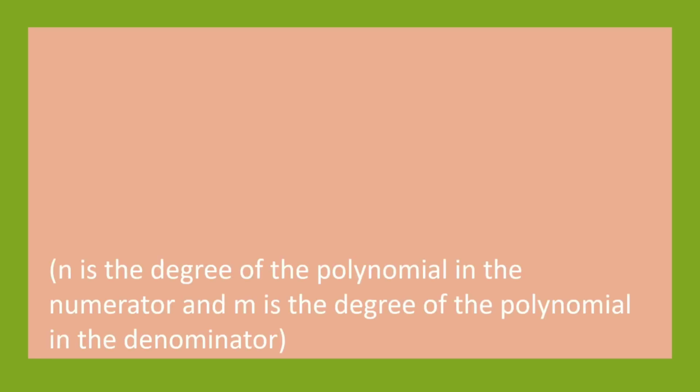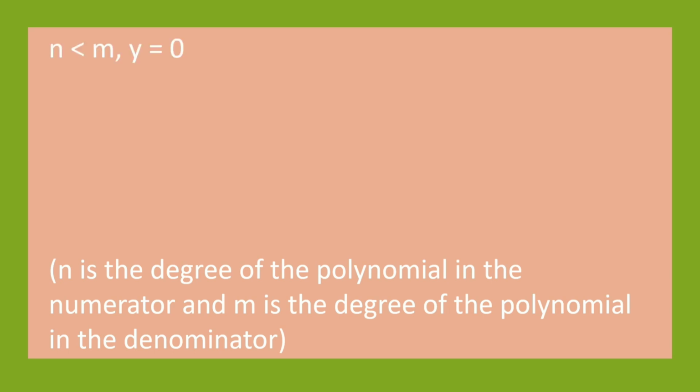Let's now have the other way of finding the range, which is by using the value of the horizontal asymptote. Let n be the degree of the polynomial in the numerator and m the degree of the polynomial in the denominator. Recall that degree of the polynomial means the highest exponent of the variable.